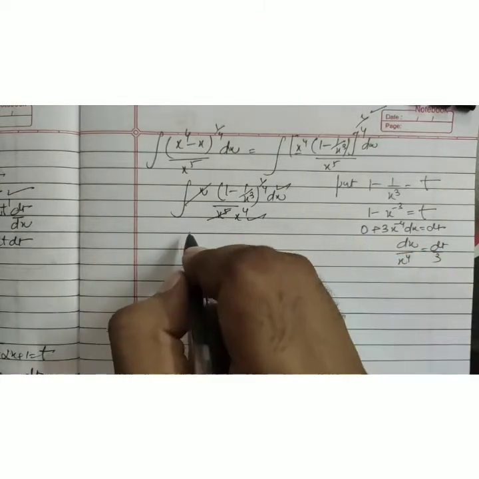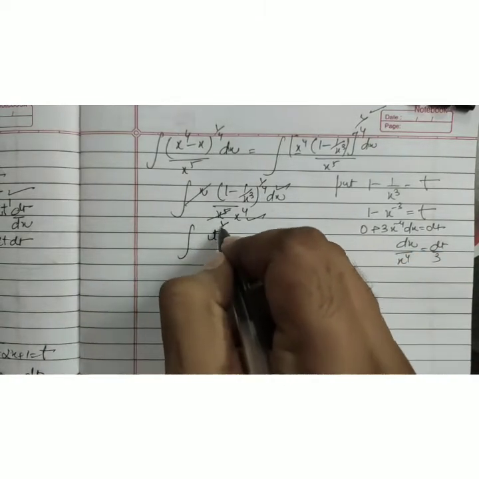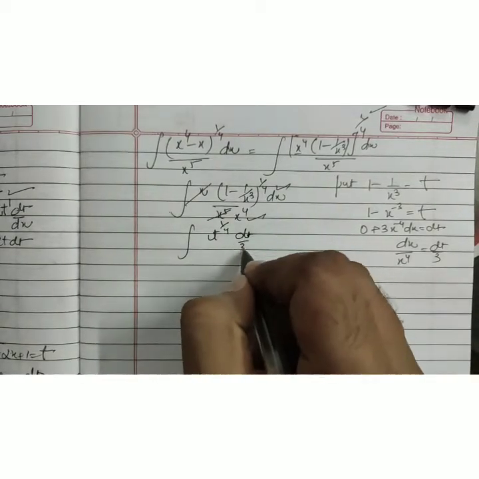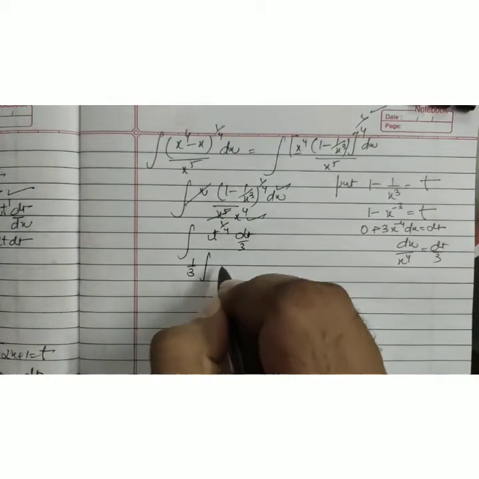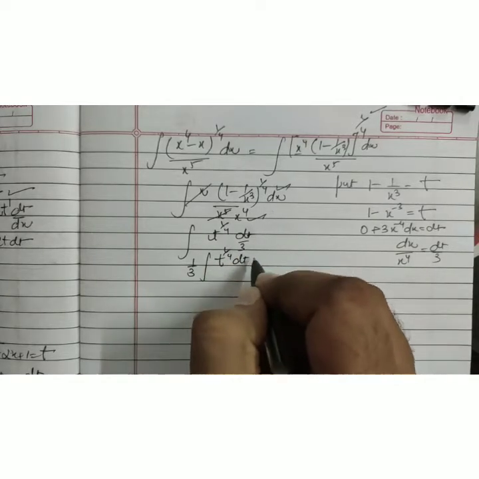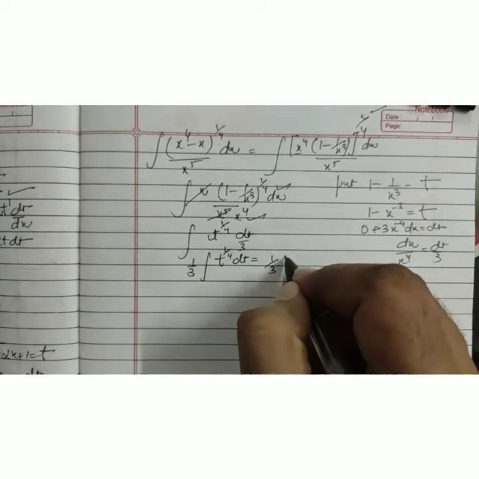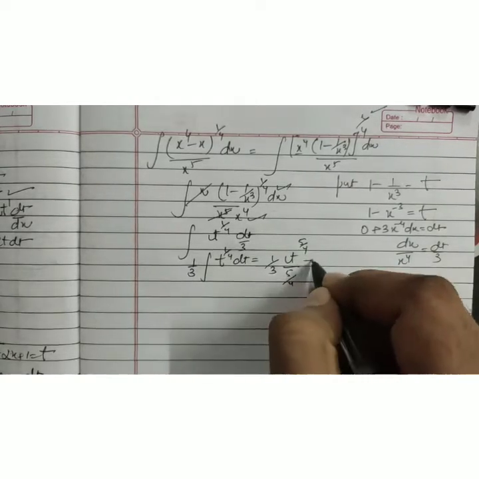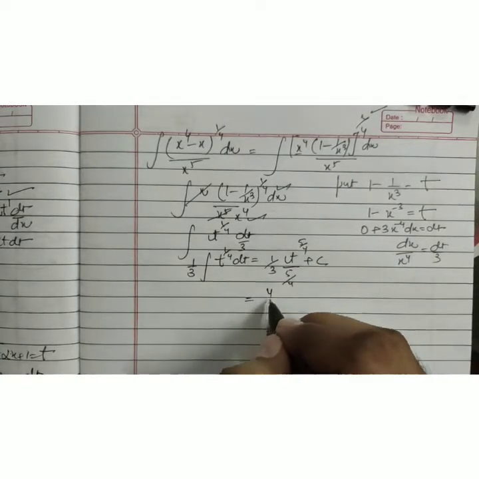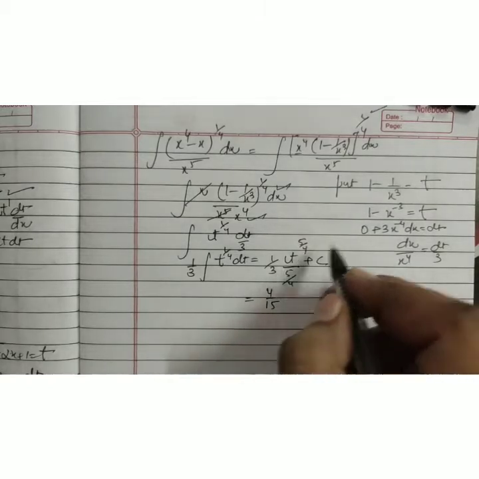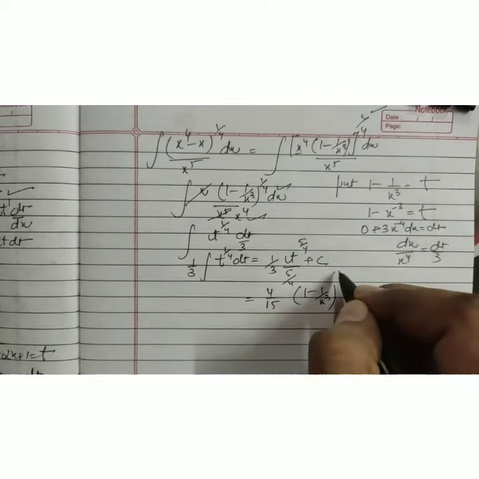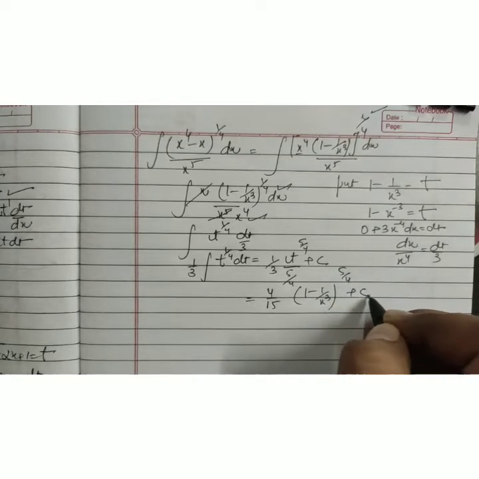Shifting 3 to the right hand side, we get overall dx upon x⁴ given by dt by 3. 1 by 3 comes outside, t^(1/4) dt. According to the power rule, power increases by 1, divided by the new power, plus c. Overall it becomes 4 by 15 times t, meaning this function, (1 − 1/x³) raised to power 5/4, plus c.